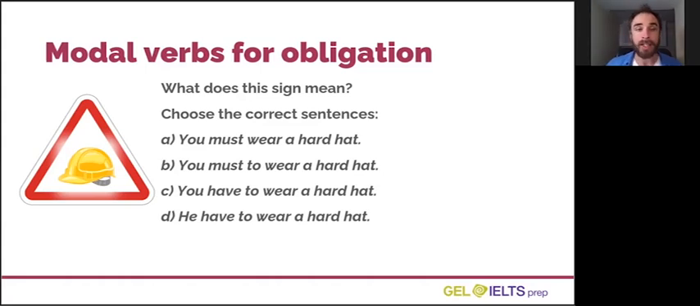The correct answer is A and C. You must wear a hard hat. You have to wear a hard hat. You must to is incorrect. Have to, correct, but must does not need the word to after it. And D, he have to wear a hard hat. This is incorrect because if it's he, we need to change have to to has. He has to wear a hard hat.